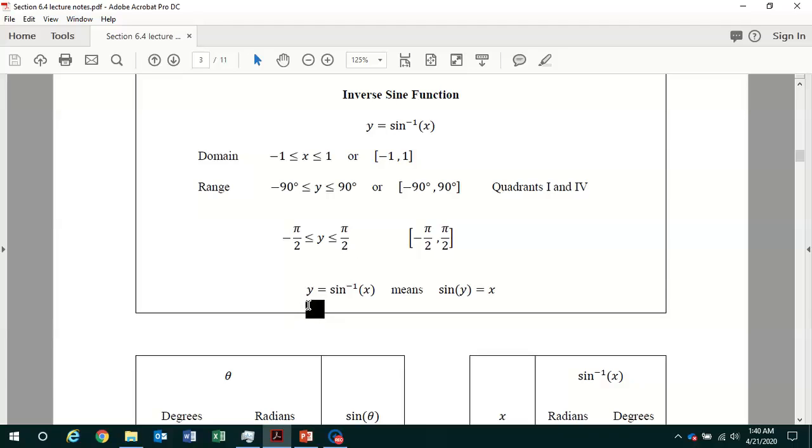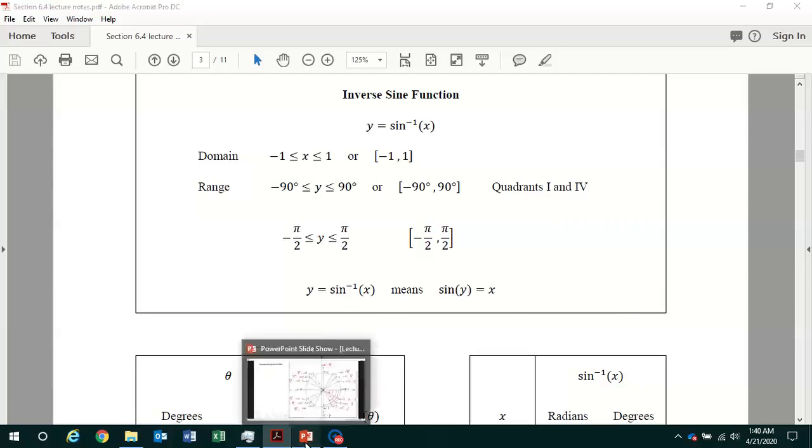So if y, an output angle, is equal to the inverse sine of the input number x, then it has to be true that the sine of that angle y is equal to the number x. And so the range is minus 90 to 90 degrees.